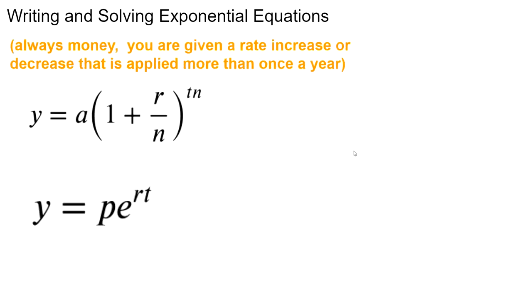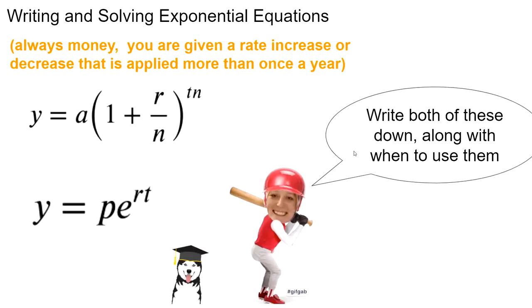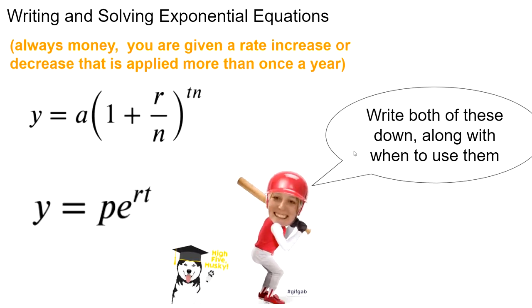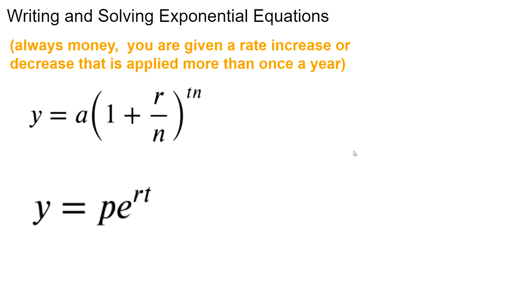4,529.75. Okay, so now we've got 2 more formulas, and yes, it will be an awesome idea if we wrote these down and when we're going to use them. They're similar formulas to what we've seen before. They're always going to be used with money, though. And so let's go ahead and write these down.